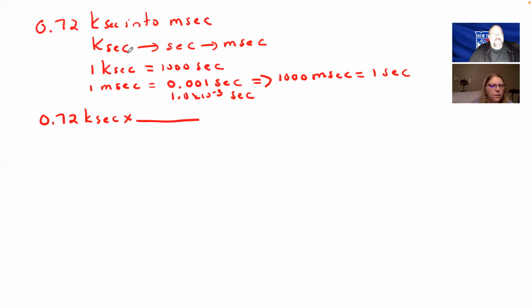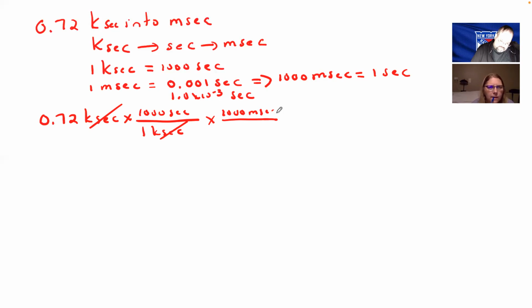So based on this equality here, what do you think the conversion factor is going to be to convert? So it'd be 1,000 seconds over 1 kilosecond. Very good. And then so that we could cross off the kiloseconds. That's right. And then from there, we want to use this equality here. Okay. So what form are we going to use now to get rid of the seconds? The 1,000 milliseconds over 1 second.